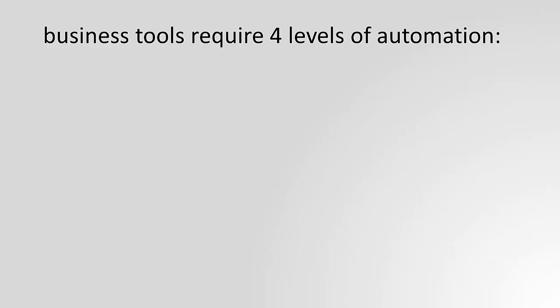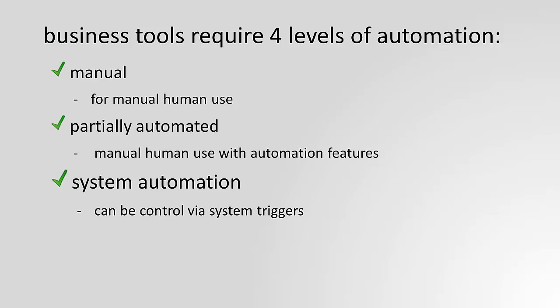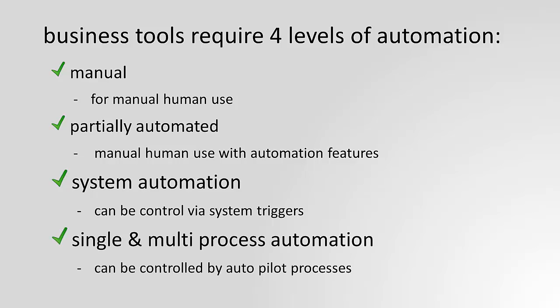In order to work smarter, not harder, and minimize human interaction when completing these tasks, business tools require four levels of automation. Manual, for manual human use. Partially automated, for humans with automated features. System automation, that can be controlled by system triggers. Single and multi-process automation, can be controlled by autopilot business workflow processes.